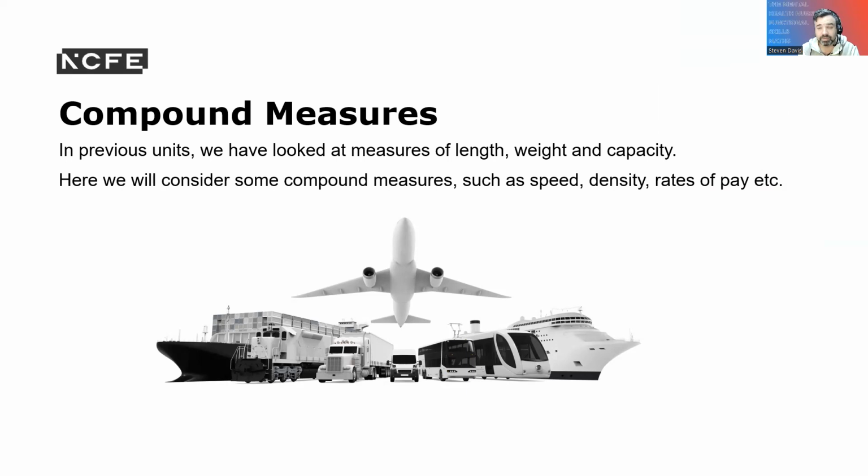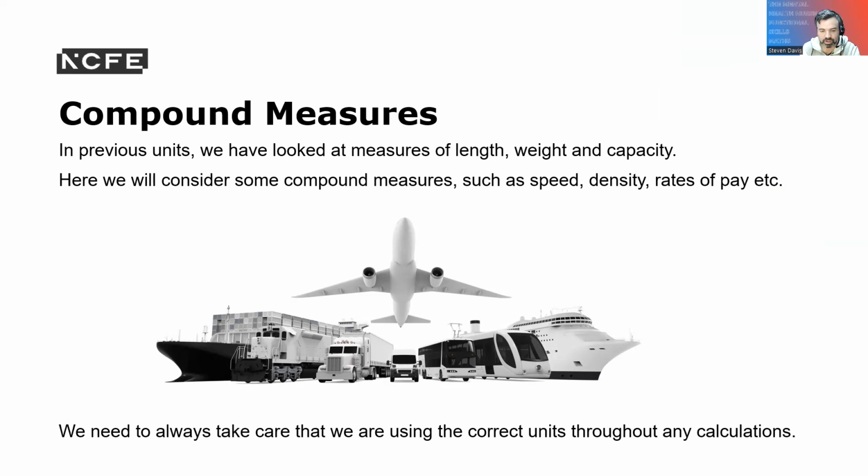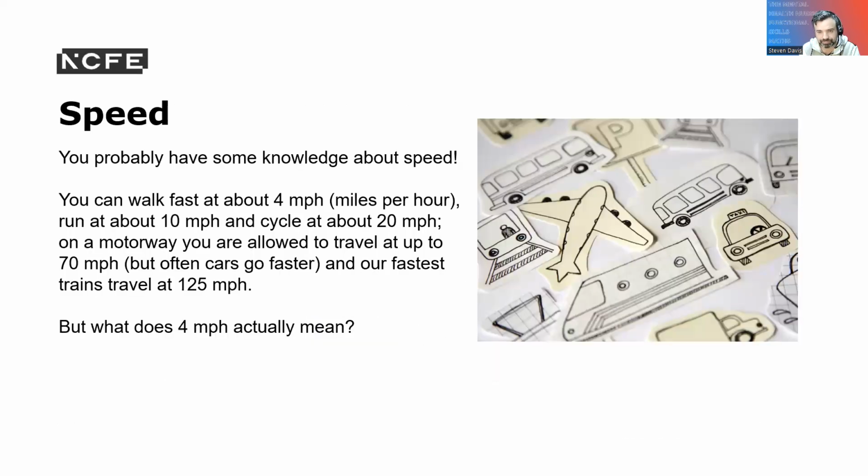Here we will consider some compound measures such as speed, density, rate of pay, etc. We need to always take care that we are using the correct units throughout any calculation. So speed, you probably have some knowledge about speed. You can walk about 4 miles per hour, run about 10 miles per hour, and cycle about 20 miles per hour. On a motorway, you're allowed to travel 70 miles per hour, but often cars go faster, and the fastest trains travel about 125 miles per hour.